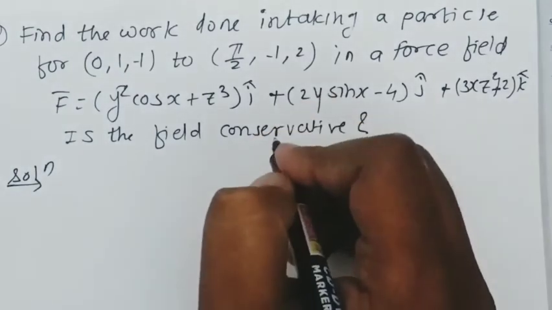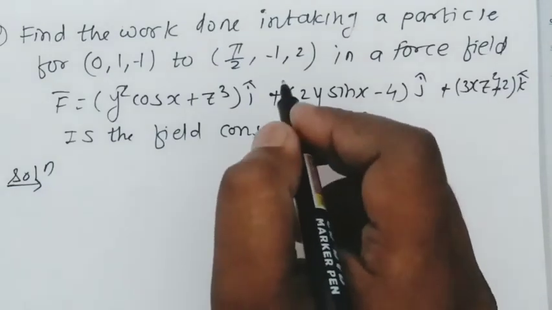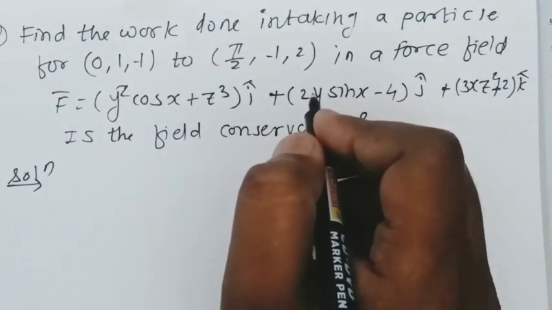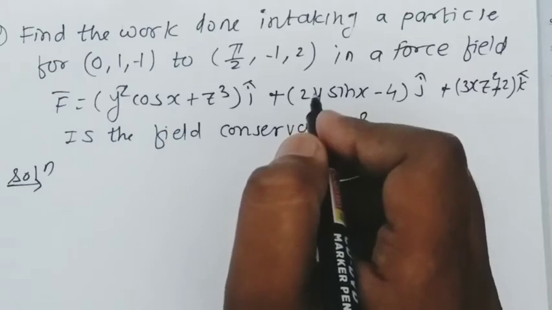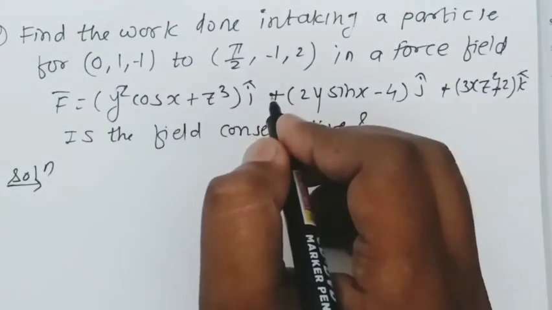So first I will prove that it is an irrotational field, and then I will calculate the scalar potential associated with it, and using that scalar potential I am going to calculate the final integration.